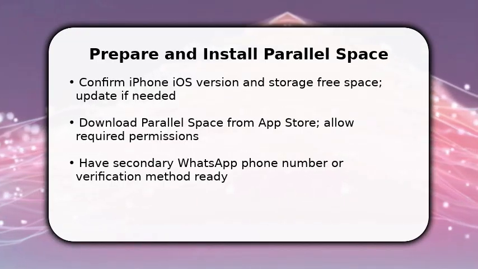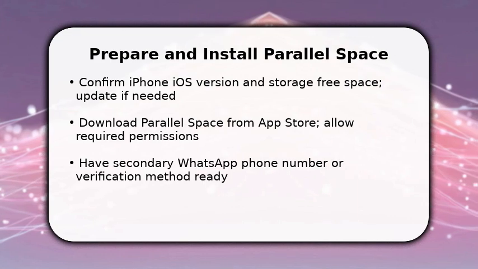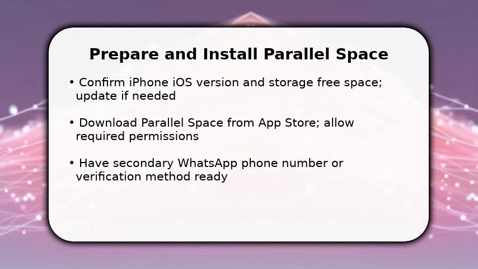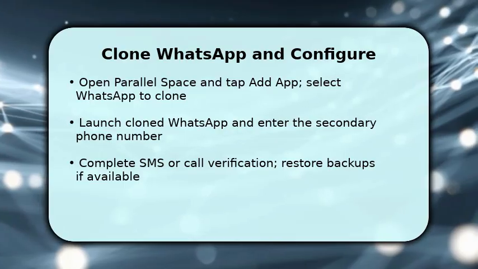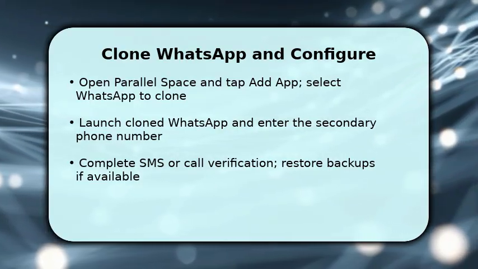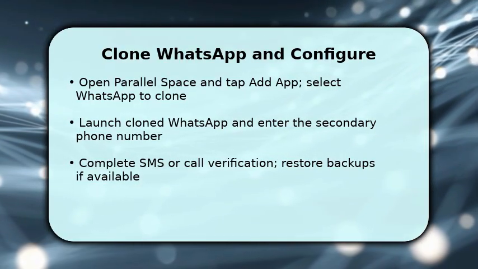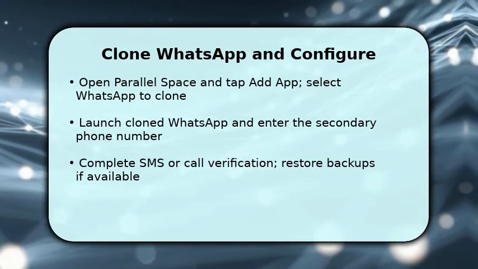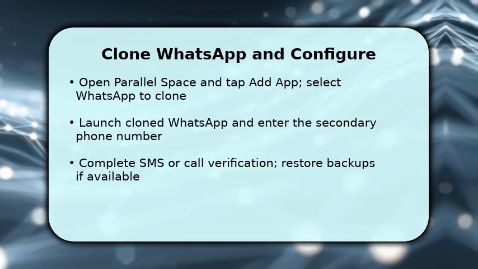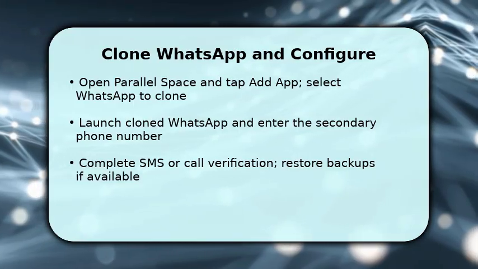Now move on to adding apps inside Parallel Space. Open Parallel Space and choose Add App, then select WhatsApp to create the cloned instance. This isolates the second account. Once cloned, launch that WhatsApp inside Parallel Space and input the secondary phone number. This must be different from your primary account.